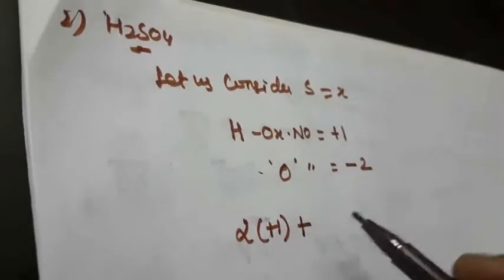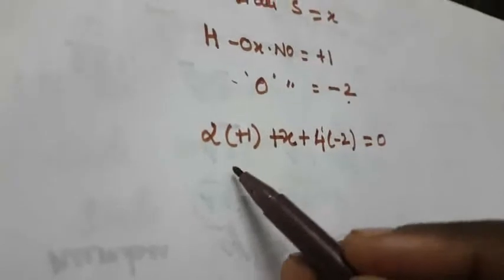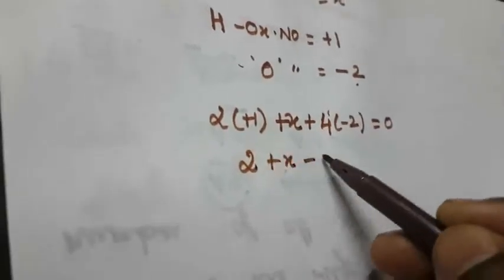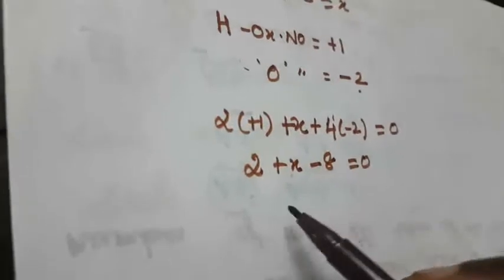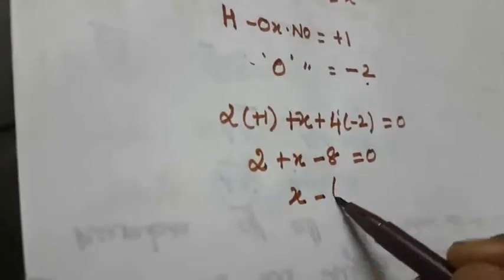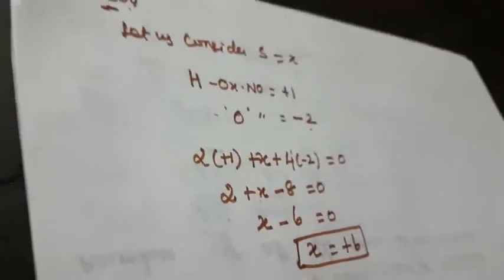Then what is the sulfur? Sulfur only you are going to find out. We assume that is X, right? So next one is oxygen. What is the oxidation number of oxygen? -2. How many oxygen is there? 4 oxygen. So 4 into -2. Here no charges are there, so that is equal to 0. So that is 2 plus X minus 8 equal to 0. So X minus 6 equal to 0. X is equal to plus 6. So this is the oxidation number of sulfur.